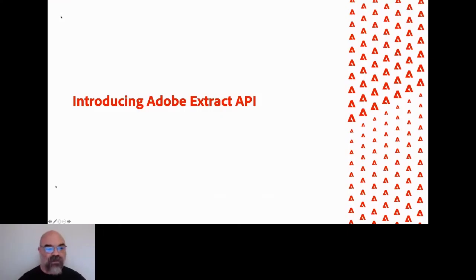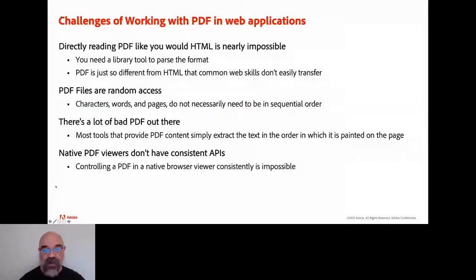So before I actually get into the demo portion, I want to talk a little bit about the challenges of working with PDF in web applications. PDF is not anything like HTML. Directly reading it is nearly impossible. You always have to have a library that'll let you parse through the PDF file and figure out what's going on. And it's so different from HTML that common web skills just don't easily transfer.